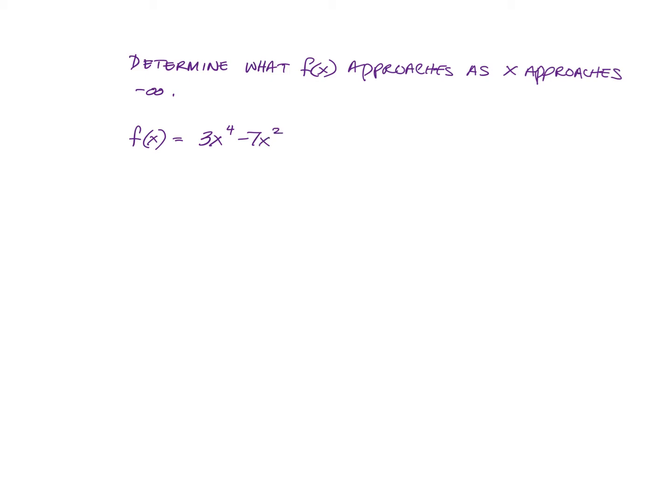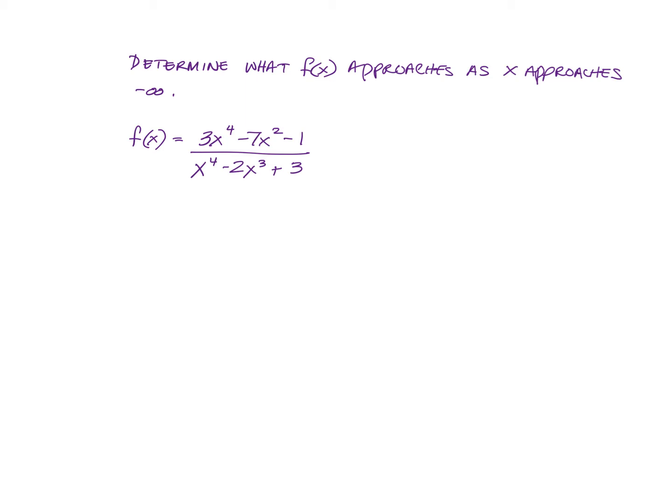For the first problem, I want you to determine what f of x approaches as x approaches negative infinity. The function we're working with is 3x to the fourth minus 7x squared minus 1 all over x to the fourth minus 2x cubed plus 3.